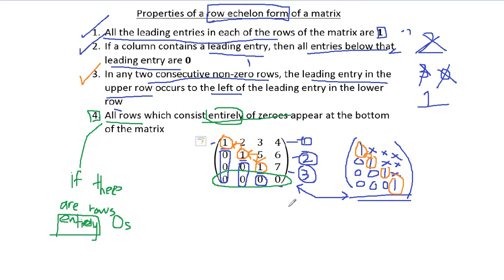In our next video, we will cover the properties of what defines a reduced row echelon form of a matrix.